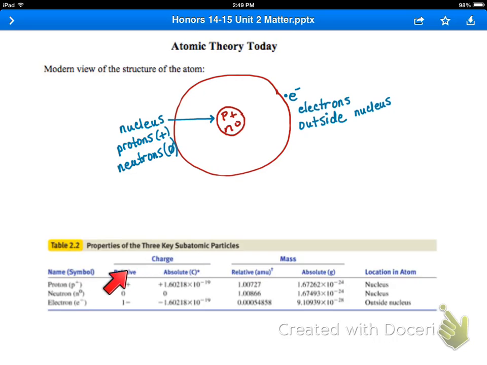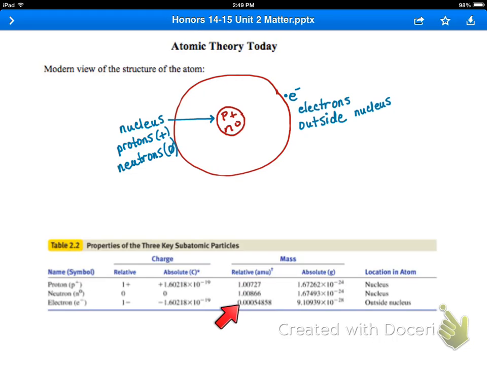This chart here is a summary, and you do not have to memorize any exact masses, but what you should keep in mind is the relative charges and masses. So protons have a positive charge, neutrons are 0, electrons have a -1 charge, and the relative masses, or atomic mass units, protons have a mass of 1, very close to 1. Neutrons also have a mass of 1, so they are really close to each other, and they're very heavy.